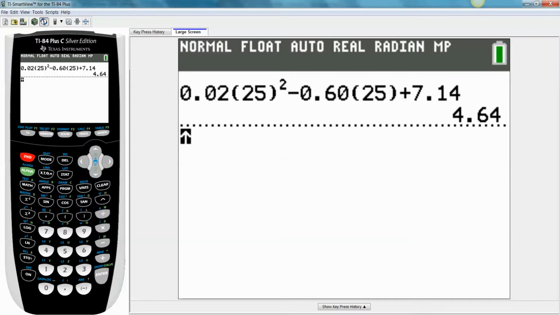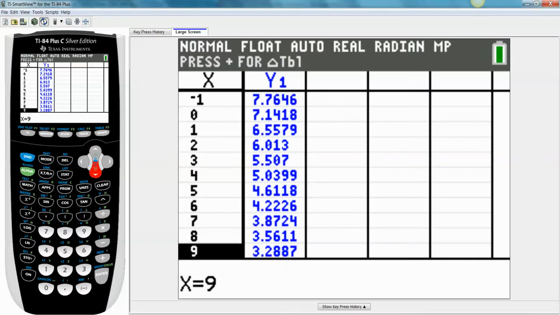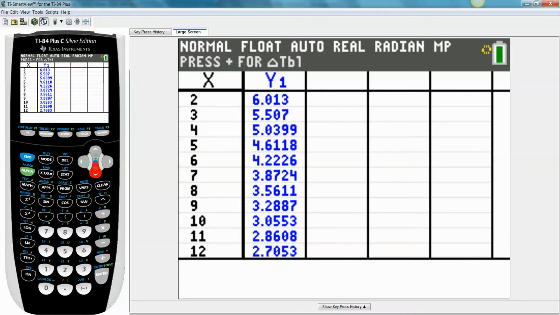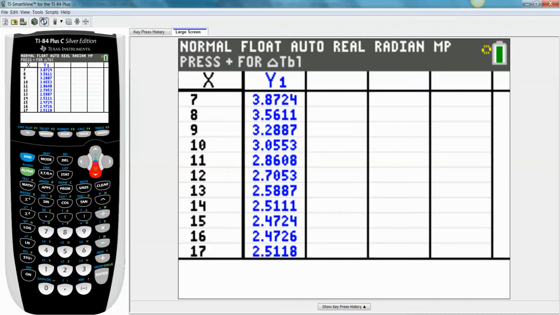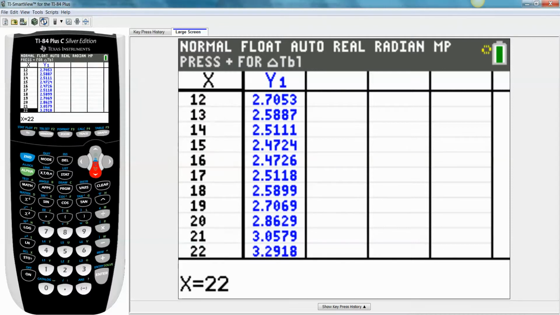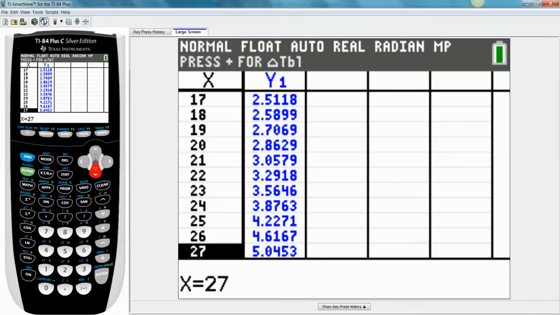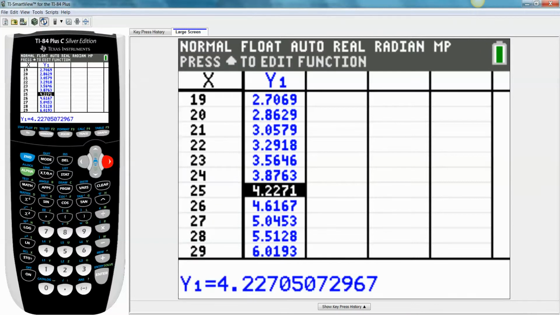If you go to the table, second table, remember we have the regression equation stored in y1, so if you just scroll down to 25, it's going to take you a minute to get there. Then you'll be able to see what the value is. And that's with more decimal places of accuracy than we've kept. Oops, there it went, it scrolled by. It's 4.2271. Hold on, right there. See? 4.227.